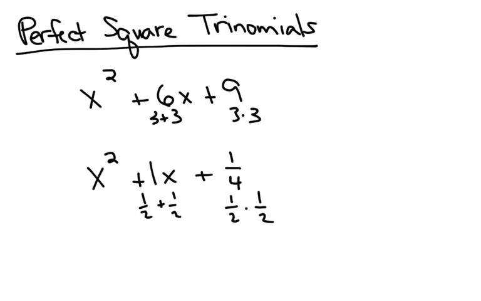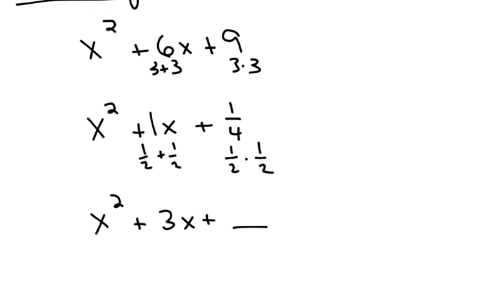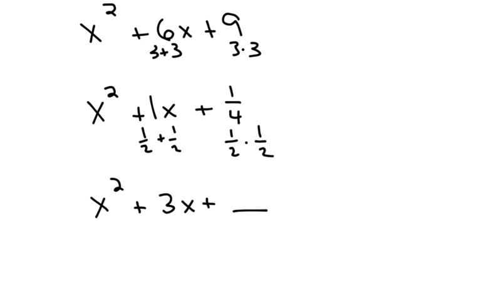What if I didn't tell you the middle term, though? What if I didn't tell you the last term? What if I just said x squared plus 3x plus blank, and I said, what would the third term need to be in order for this to be a perfect square trinomial? Well, it's very easy to find. All you have to do is take the middle term, divide it by 2, and then square it.